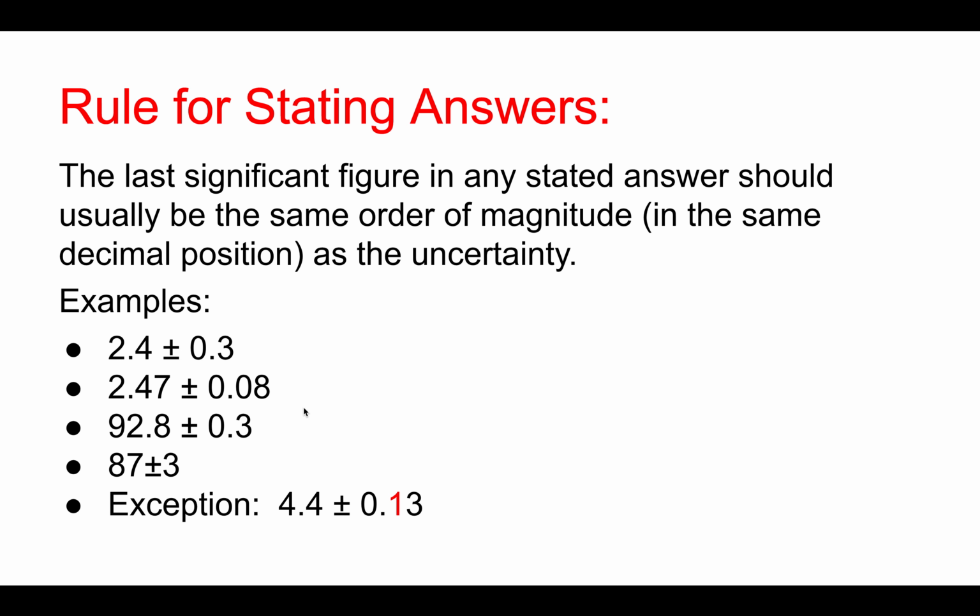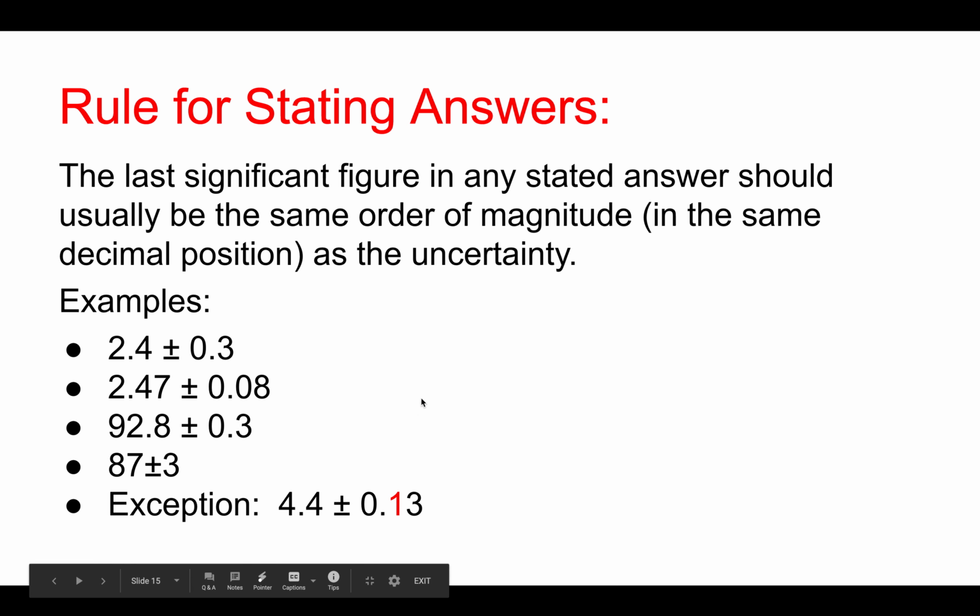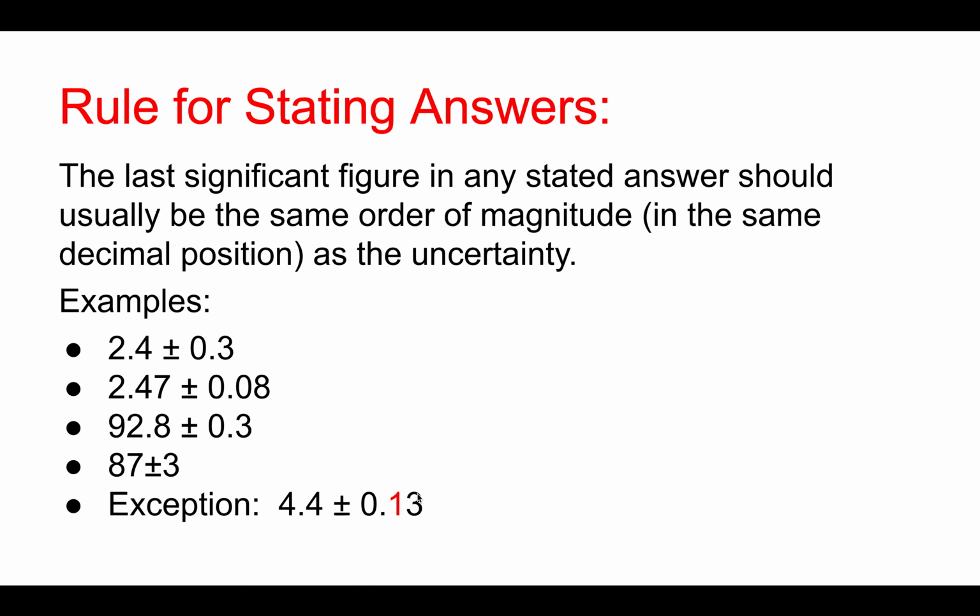The exception, again, is if the leading value of the uncertainty is a 1. If the leading value of the uncertainty is a 1, we keep the next value also. Again, the logic is that would be throwing too much of the uncertainty away.